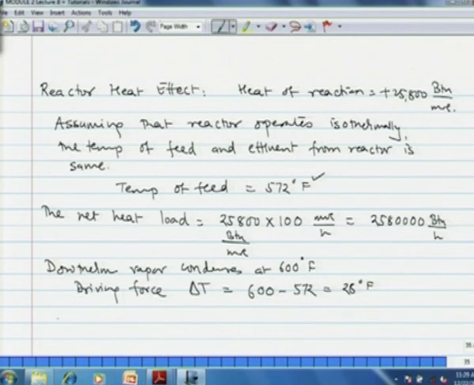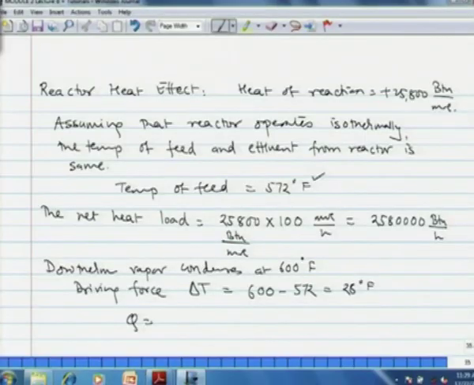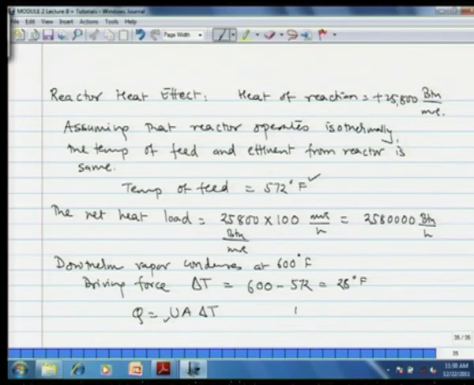Now, we have not been given the overall heat transfer coefficient. If we have to use the relation Q is equal to UA delta T, we do not know right now the U. However, if we have a vapor system, that means in a shell and tube heat exchanger, let us say one shell pass and one tube pass, and the reaction in vapor phase is occurring in the tubes, and there is vapor condensing in the shell, the typical heat transfer coefficient that you are likely to have is something like 10 BTU per feet square per hour per degrees Fahrenheit.